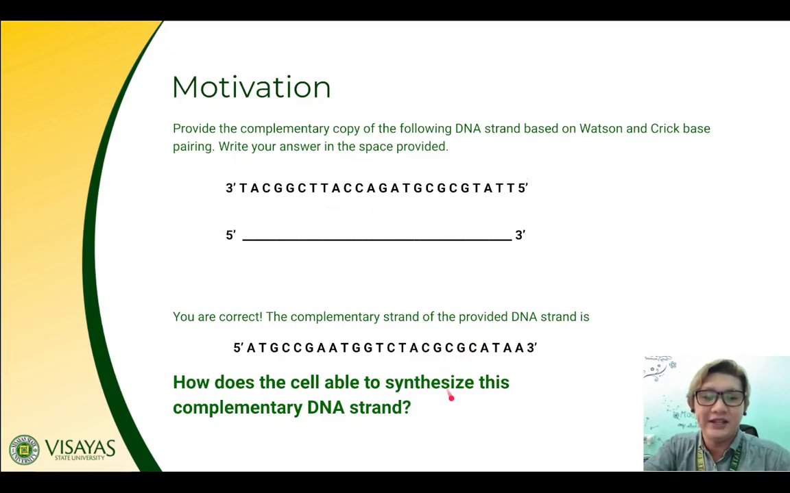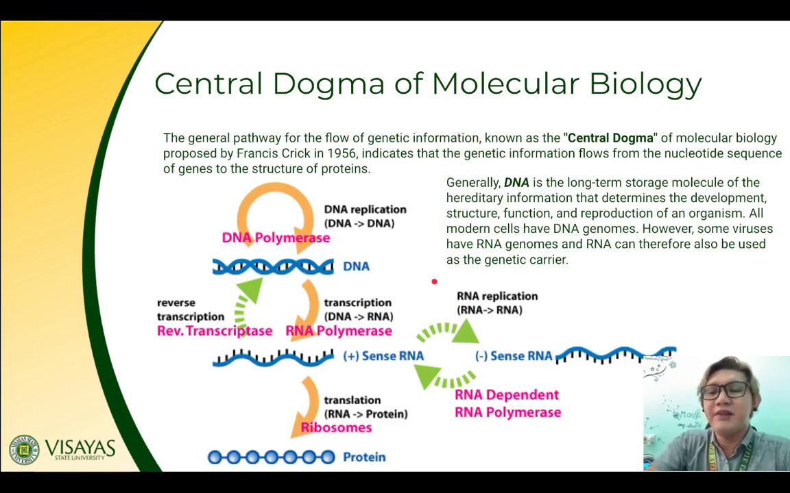So the general pathway for the flow of genetic information, known as the central dogma of molecular biology, was originally proposed by Francis Crick in 1956. This indicates that the genetic information flows from the nucleotide sequence of genes, so if this is the nucleotide sequence of a gene comprising of the DNA, that codes for the structure of the protein.